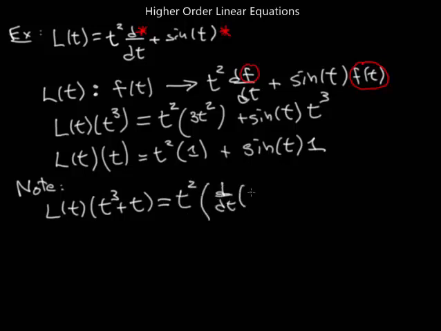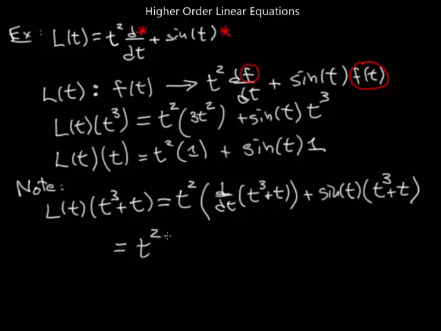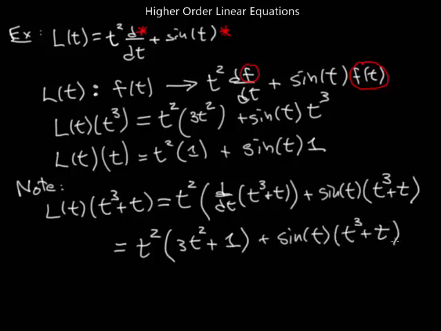Well, it's t squared times the derivative of t cubed plus t, plus sine of t times t cubed plus t. And if you work that out, it's what? It's t squared times, let's see, 3t squared plus 1, plus sine of t times t cubed plus t. And notice that I've got t squared times 3t squared here, just like up here, where I have t squared times 3t squared when I applied it just to t cubed.